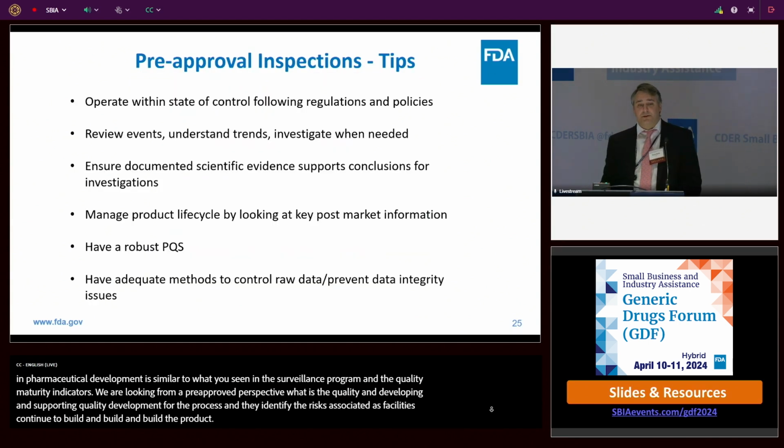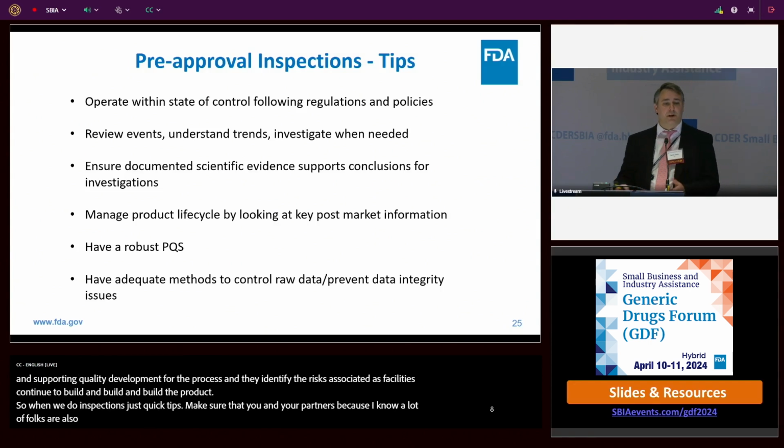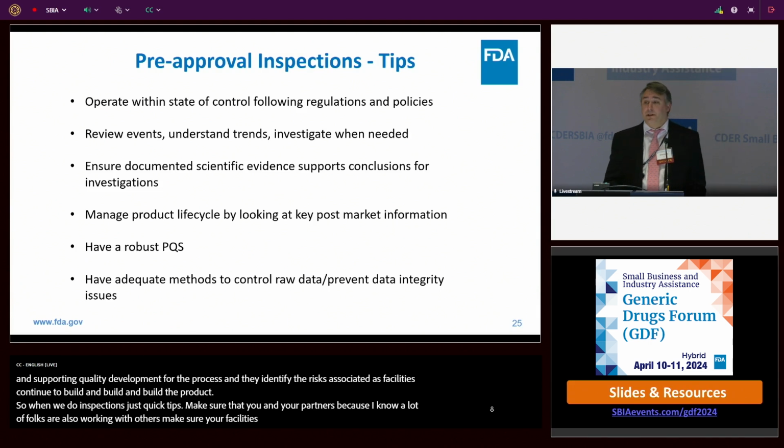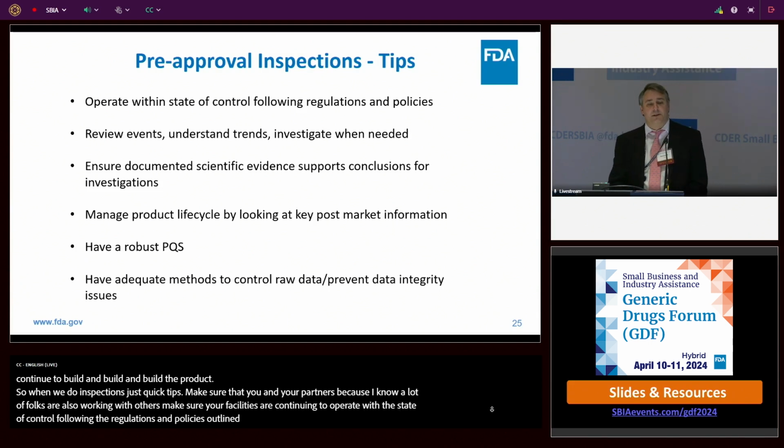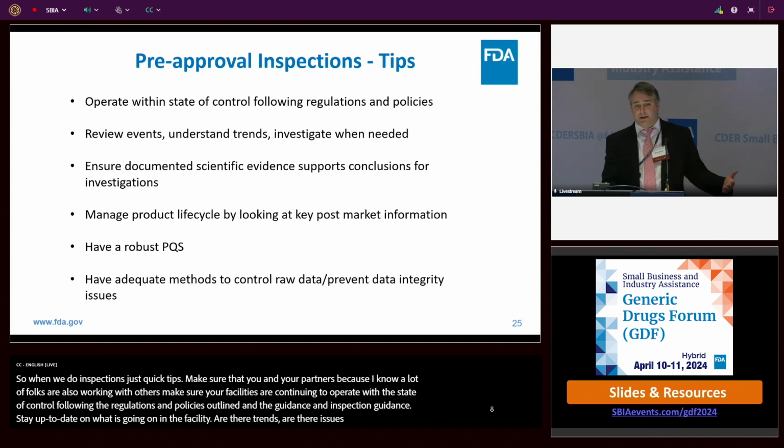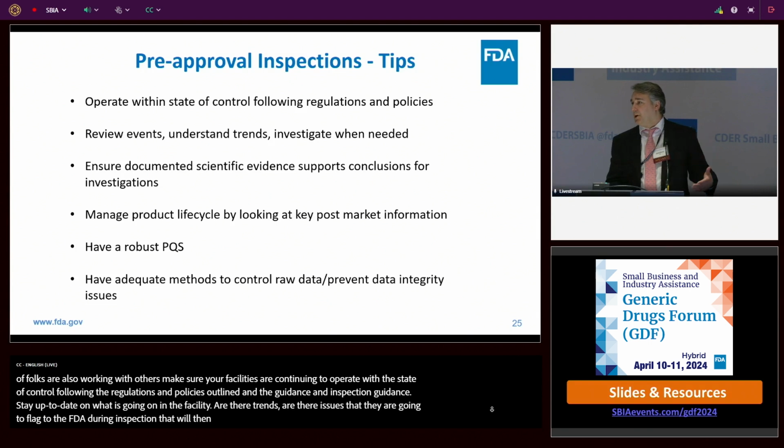So when we do inspections, just some quick tips. Make sure that you and your partners, because I know a lot of folks are also working with CMOs, make sure your facilities and your contract manufacturers are continuing to operate in a state of control, following the regulations and policies outlined in 211 and the guidances and inspection guidances. Really stay up to date on what's going on in the facility. Are there trends or issues that are going to flag to the FDA during an inspection that we'll want to dig further into to see if you're following up and investigating?